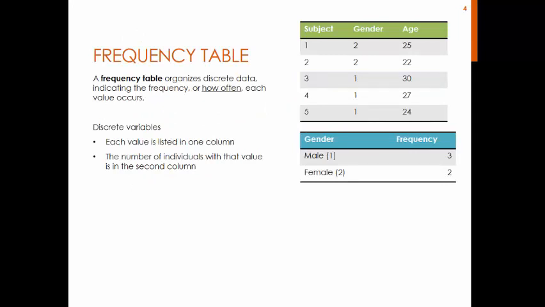A frequency table organizes discrete data indicating the frequency or how often each value occurs. So here on the bottom is our frequency table for the variable gender. Each value of gender is listed in one column. So here my levels of gender are male and female. And then the frequency is the number of males. We have 3 of them. And the number of females, we see 2 of them within each of those levels.